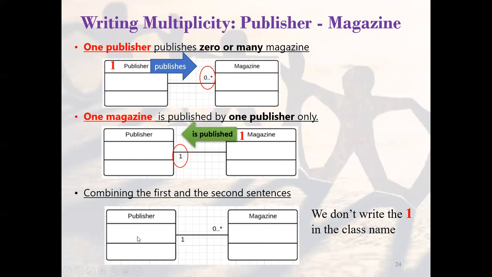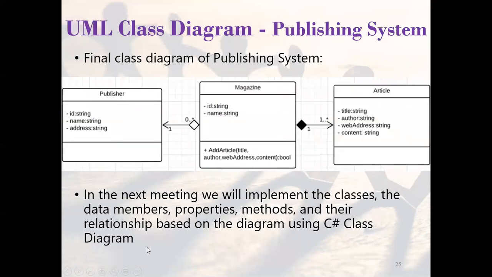How to read is the same. One publisher publishes 0 or many magazines. One magazine is published by one publisher. Okay, that's how we read. So we always start by reading 1 on the object. One publisher publishes 0 to many magazines. One magazine is published by one publisher. Next.